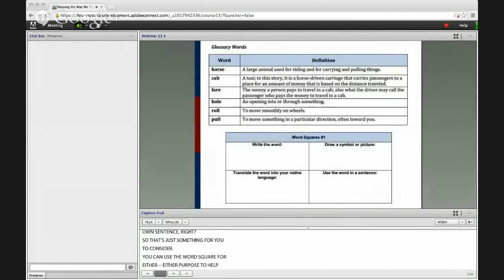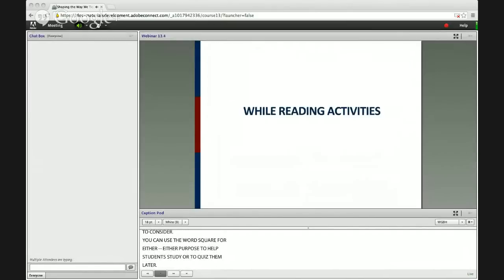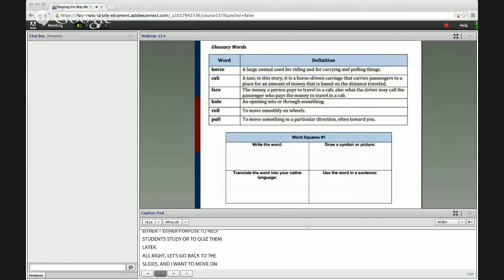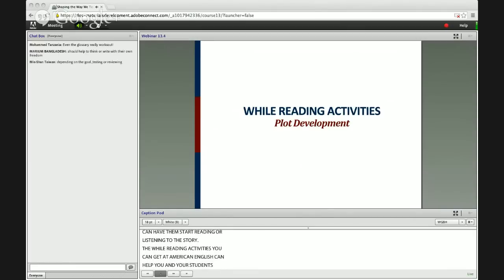And I want to move on now to the while reading activities. Once you've gotten students thinking about the subject and the vocabulary to describe it, you can have them start reading or listening to the story. And the while reading activities that you can get at American English can help you and your students explore how the plot and the characters develop throughout the story. So let's look at plot development first.